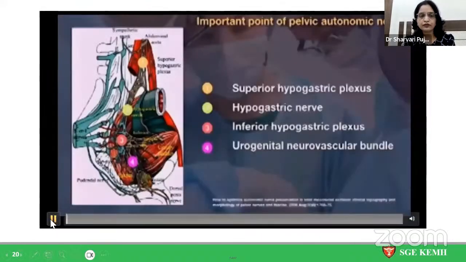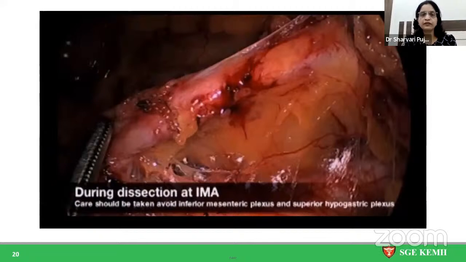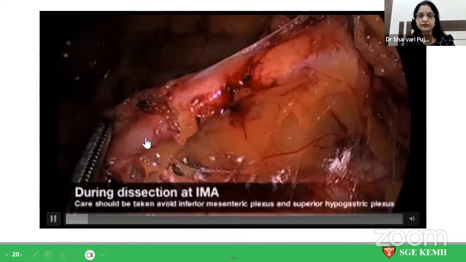I would like to show the same in this small video. I'm sure it will also be talked about during the surgical session tomorrow.